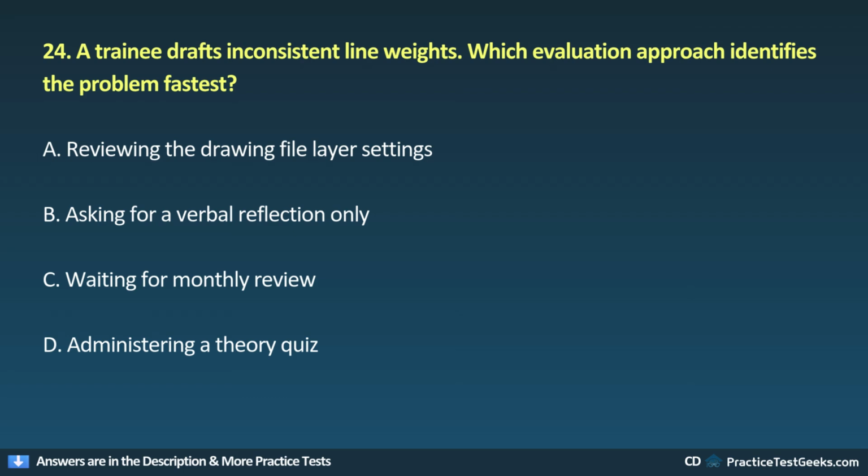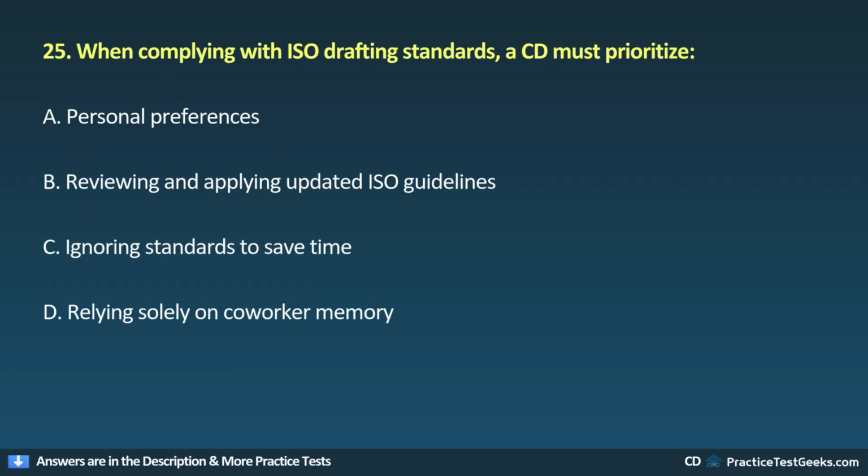24. A trainee drafts inconsistent line weights. Which evaluation approach identifies the problem fastest? A. Reviewing the drawing file layer settings. B. Asking for a verbal reflection only. C. Waiting for monthly review. D. Administering a theory quiz.